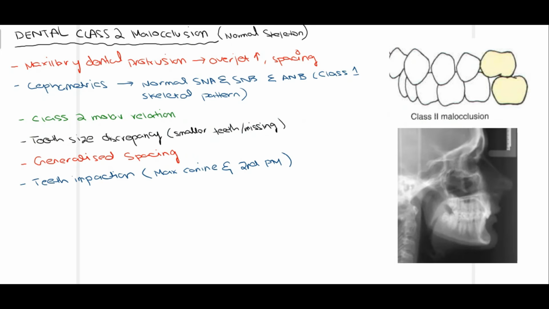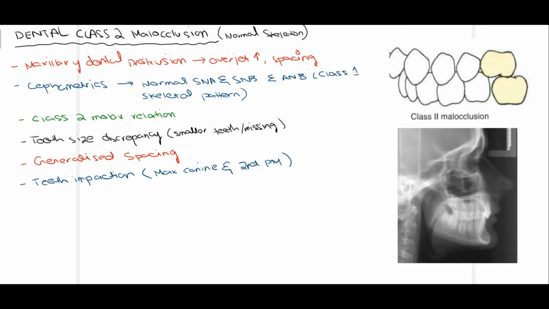Now, in some cases, the skeletal features are normal. For example, in this radiograph, you can see the maxilla and mandible are present in their normal relation. You can see the maxilla is present just ahead of the mandible. That is the normal skeletal class 1. But in some patients, the maxilla and the mandible can be normal, but there is some problem with the dental characteristics. So that can lead to dental class 2 malocclusion where the skeleton is normal.